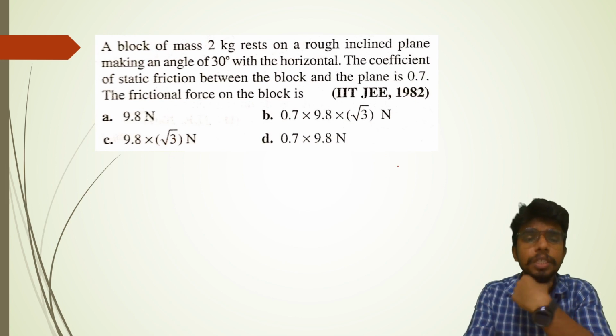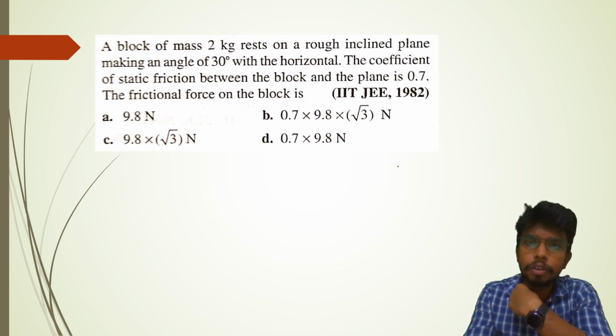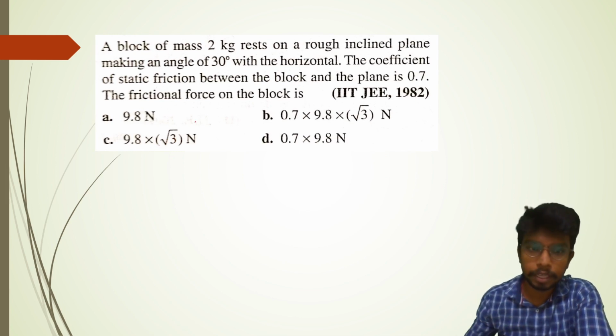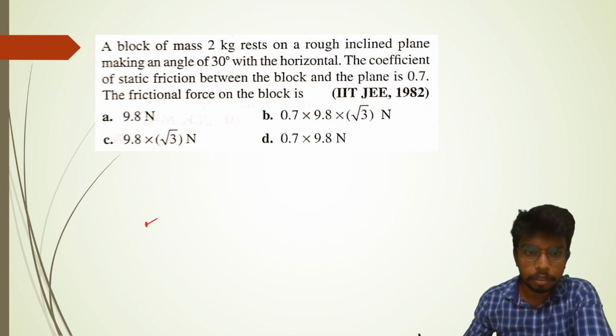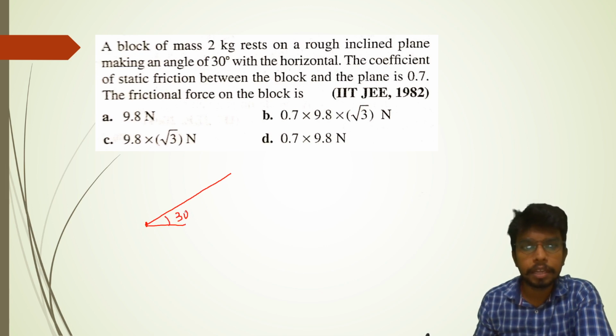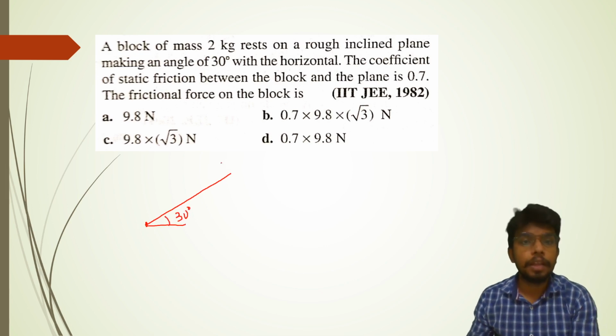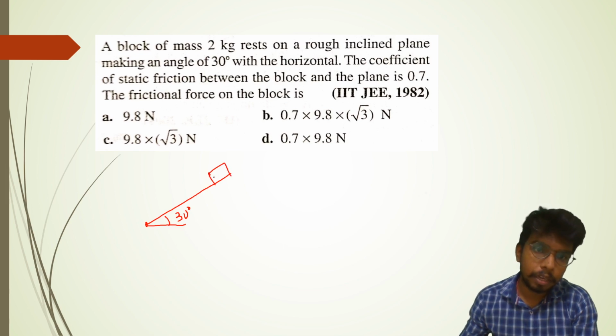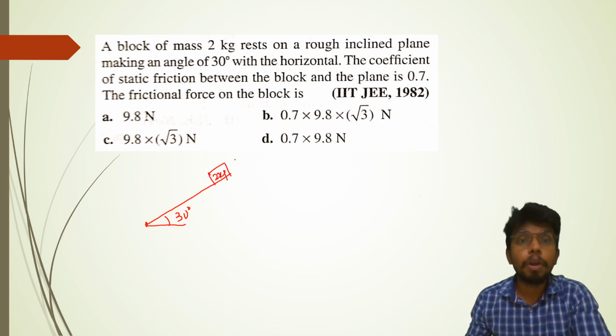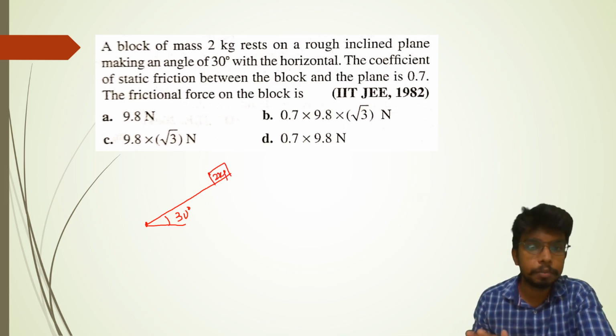Moving on to the next situation, a block of mass 2 kg rests on a rough inclined plane. When rough is mentioned, that means it is a surface with friction. Rough inclined plane making an angle of 30 degree with the horizontal. Imagine that the angle is 30 degree, and the mass is 2 kg. Now, this block rests. That means it has been mentioned that it is resting, it is not sliding down.